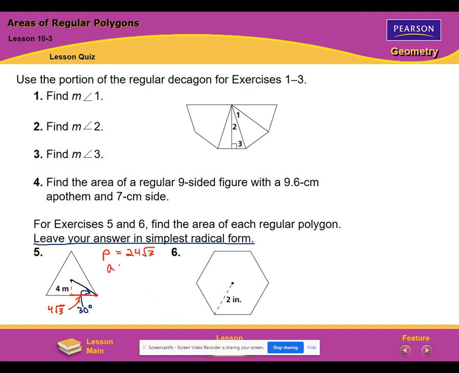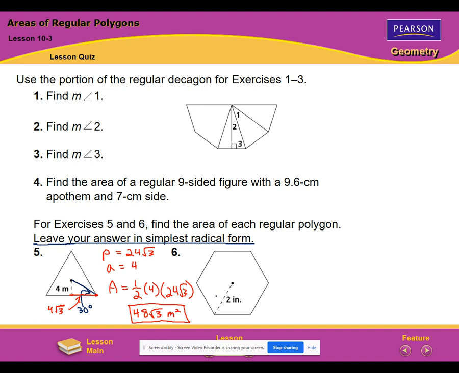The apothem is already given to us as 4, so our formula should be 1/2 apothem times perimeter. And we want to leave our answer in simplest radical form, which means you multiply 1/2 and 4 and 24, which is 48, and you just leave the root 3. This would be 48 root 3 meters squared. That's the area. And I'm still showing work and answer.